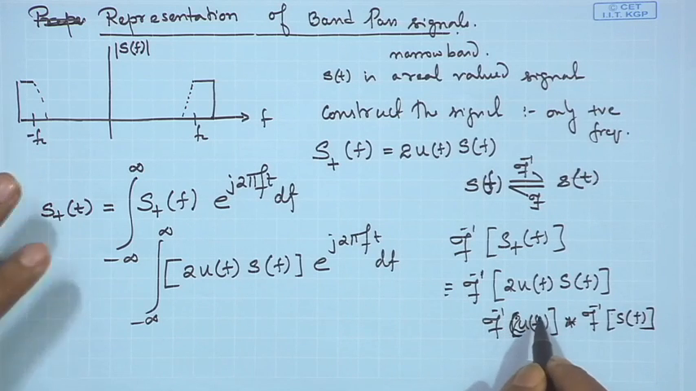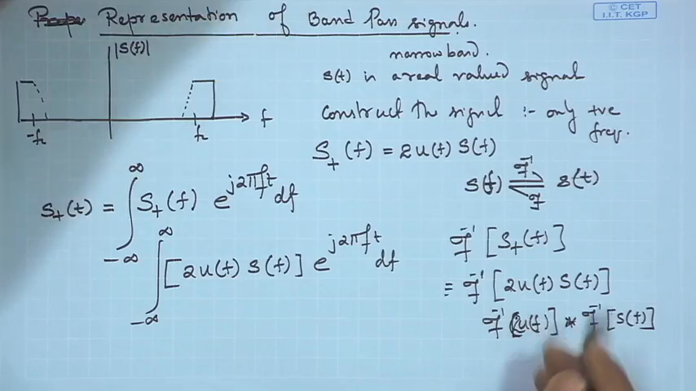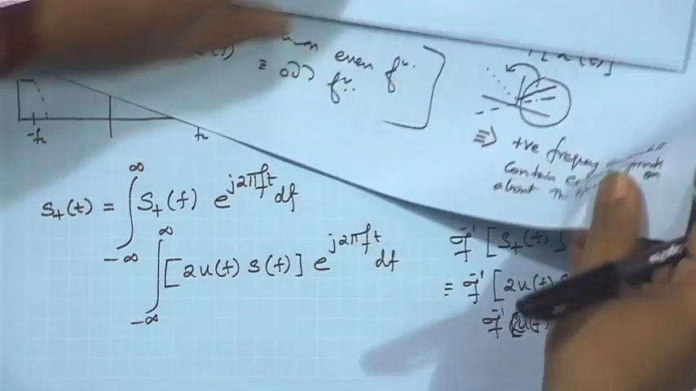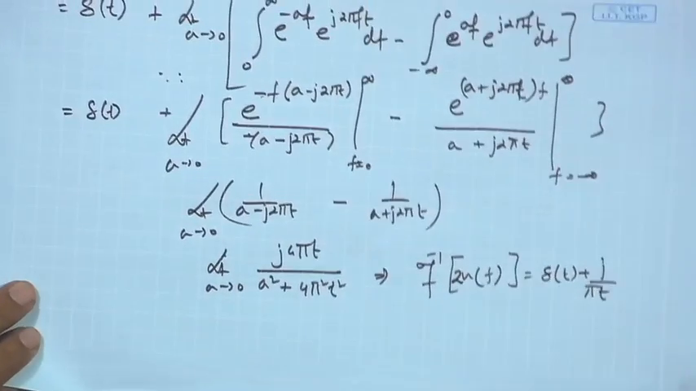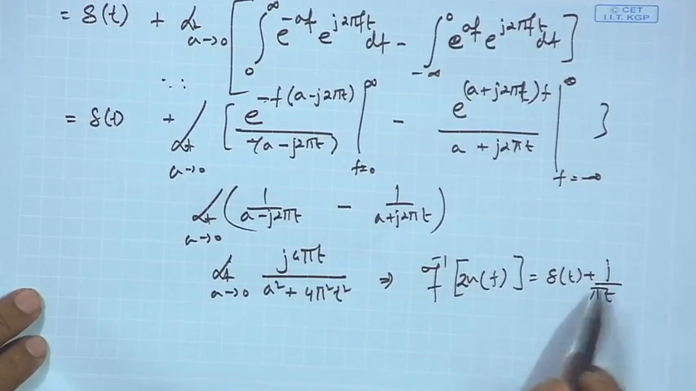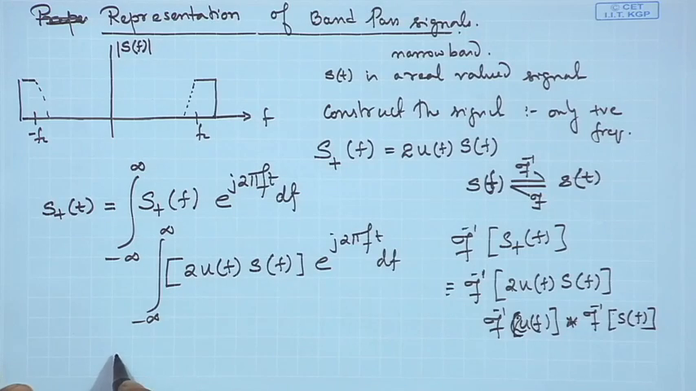We have actually done this in the previous discussion, so we had established this relationship. That is what we are going to use over here. That is why we did that. So, we are going to use delta t plus j upon pi t.